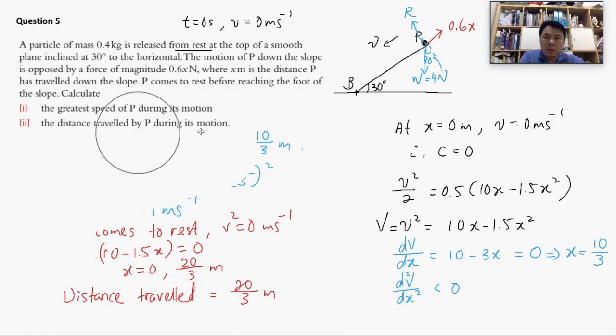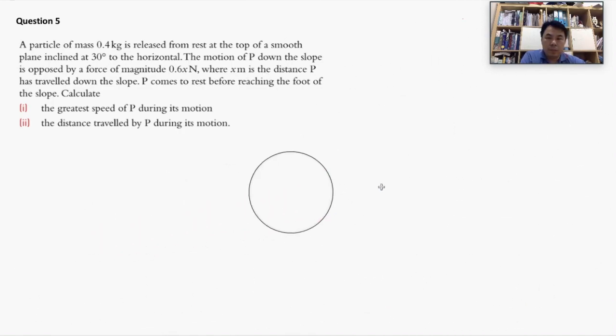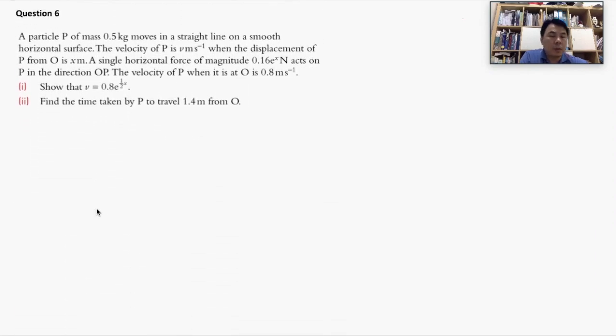Let's move on to 6 now. A particle P of mass 0.5 kg moves in a straight line on a smooth horizontal surface. The velocity of P is v when displacement of P from O is x. A single horizontal force of magnitude 0.16 e^x acts on P in the direction of OP. Velocity of P when it is at O is 0.8.